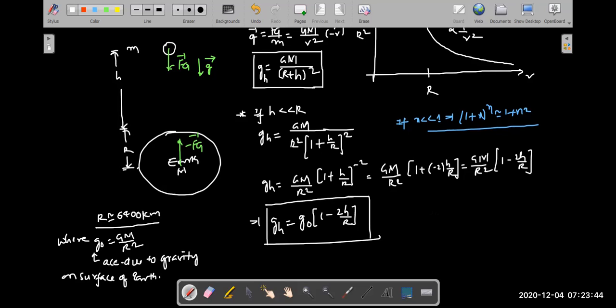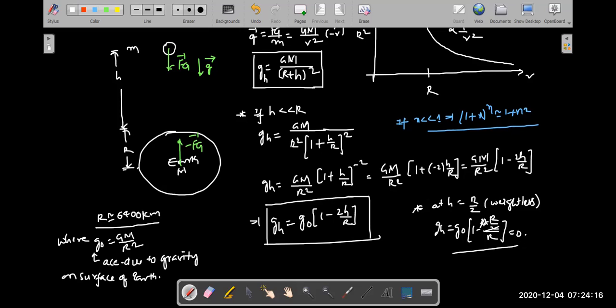So what was mentioned was that at h is equal to r by 2, it was said that gh is equal to g naught into 1 minus of 2 into r by 2 by r. So this will be r by r, so it will be 0. So you feel weightless. Tell me, is it correct?